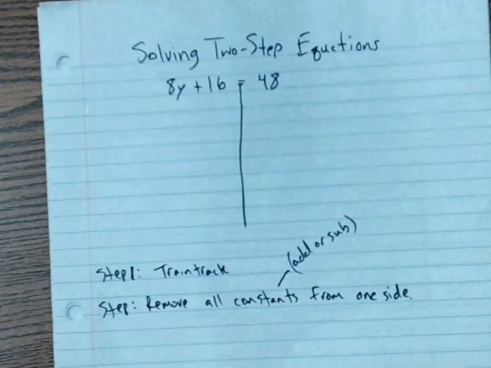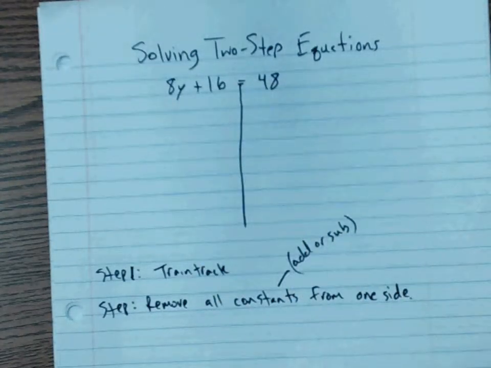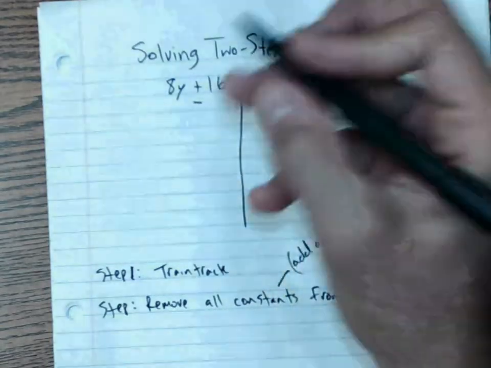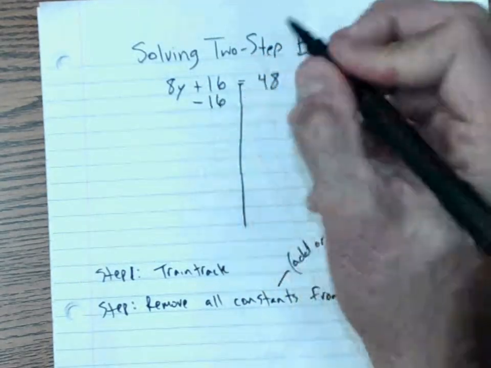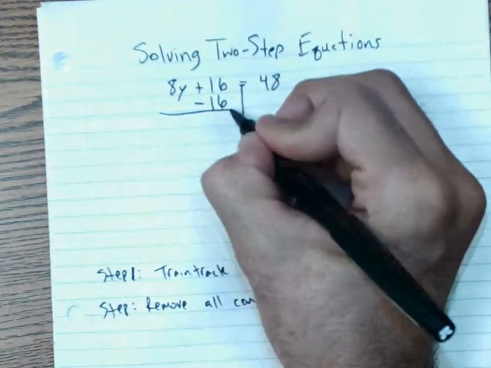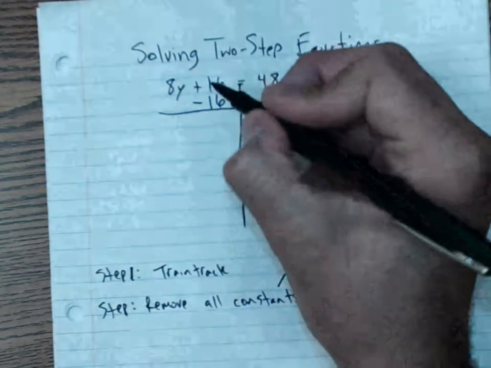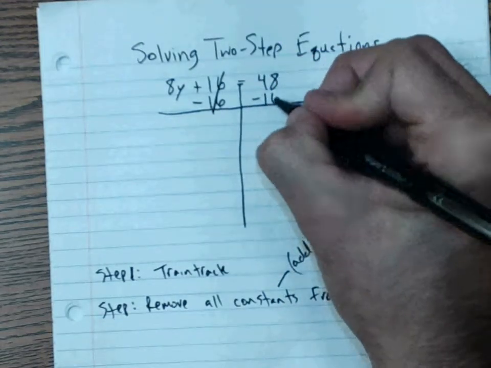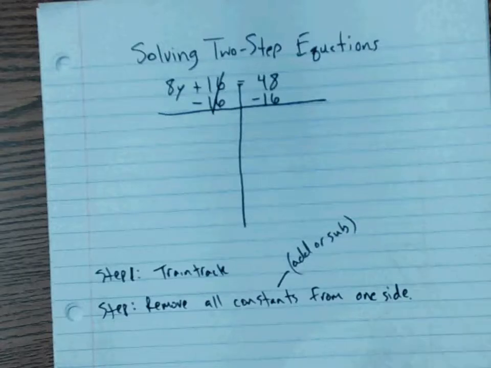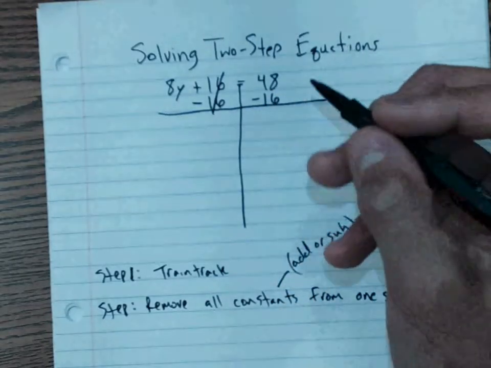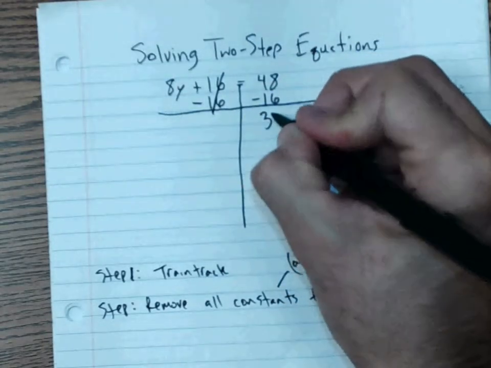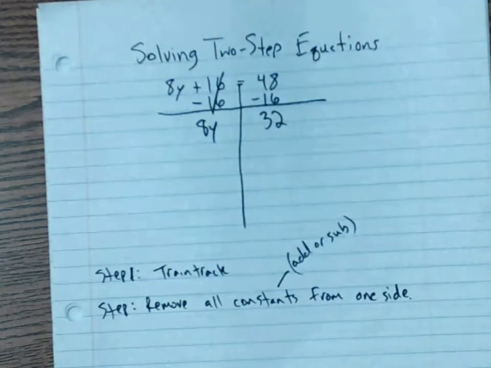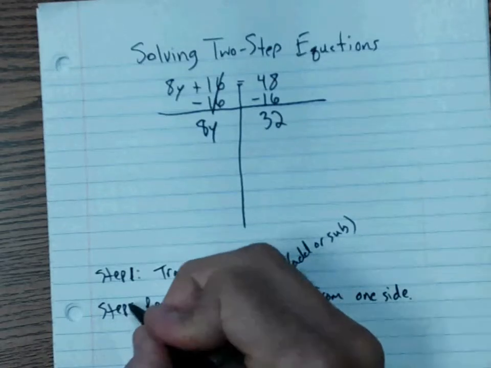So I'm thinking, okay, plus 16, what is the opposite, or better yet, the inverse operation of adding? Well, that's going to be subtracting. And I'm going to subtract 16 because I want to take that 16 away. And since I subtracted 16 from the left side, I have to subtract 16 from the right side. Whatever you do to one side, you do to the other. That's where that train track comes in handy. 48 minus 16, that gets you 32. I'm going to drop down this 8y because I still have not done anything with it. So that's step two.